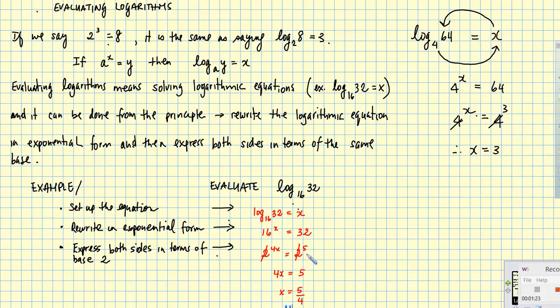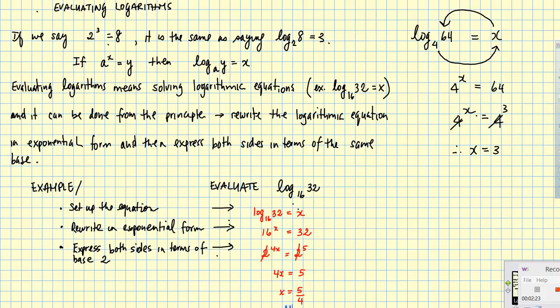2 raised to the power of 5 will give me 32, so that I end up with 4x equaling 5, because I disregard my bases at this point, and x would turn out to be 5 over 4 when I am just isolating for x in the equation that I have found.